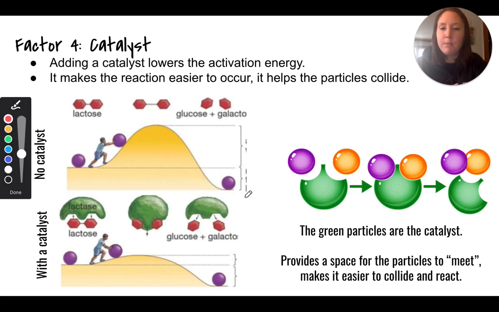Over here, the same thing. If I'm trying to get these two red particles to separate, a catalyst again provides that space for the particles to come in, and then it has them separate, and then my particles are able to leave separated. So a catalyst simply makes it easier for them to meet, collide, and for the reaction to occur.